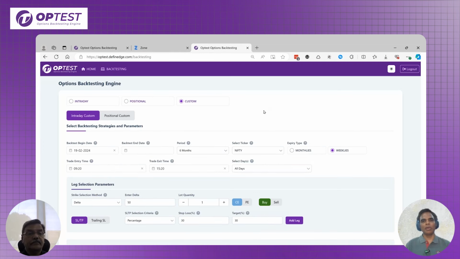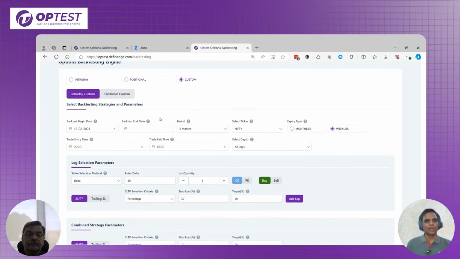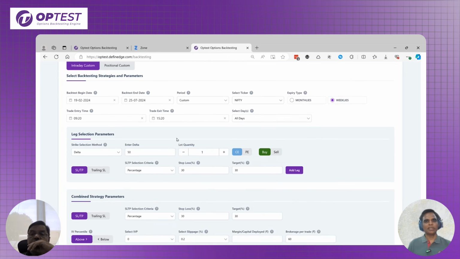So now we are coming back to the final one, which is the custom backtesting. Now we have both intraday as well as positional custom. Here in the custom backtesting, as I said, you have the ability to select each and every leg and set the criteria for each and every leg. For example, let's go back to the short straddle. We select call option, and we select the strike price based on delta: 50 delta, at the money, one quantity, call option, and we are selling it.